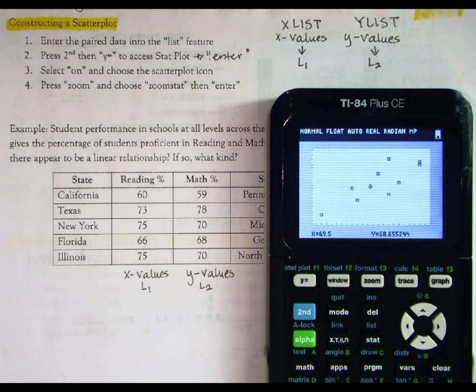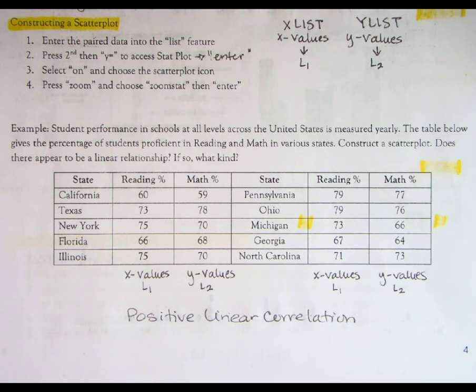And while the data is spread out, it does look like there is a linear correlation between the reading percentage and the math percentage, and in a positive direction. So we would say it appears to be a positive linear correlation with this data. What that means is that as the reading percentage increases for each state, the math percentage also increases.